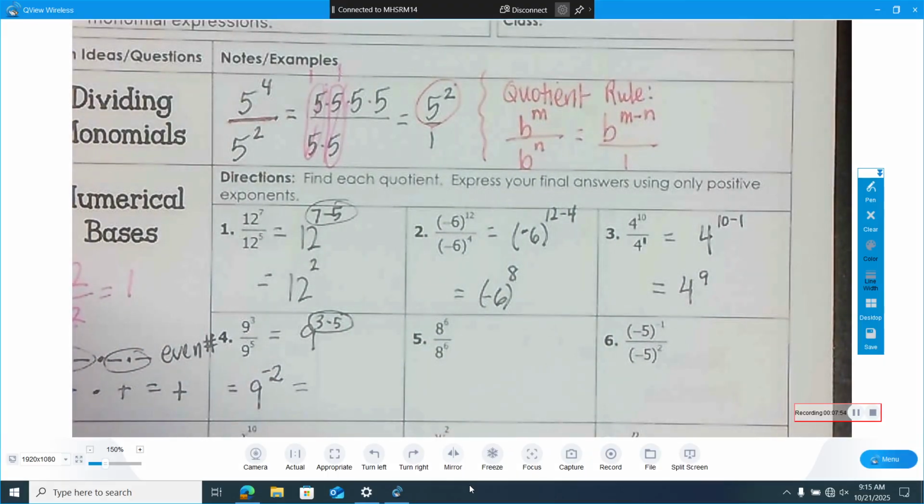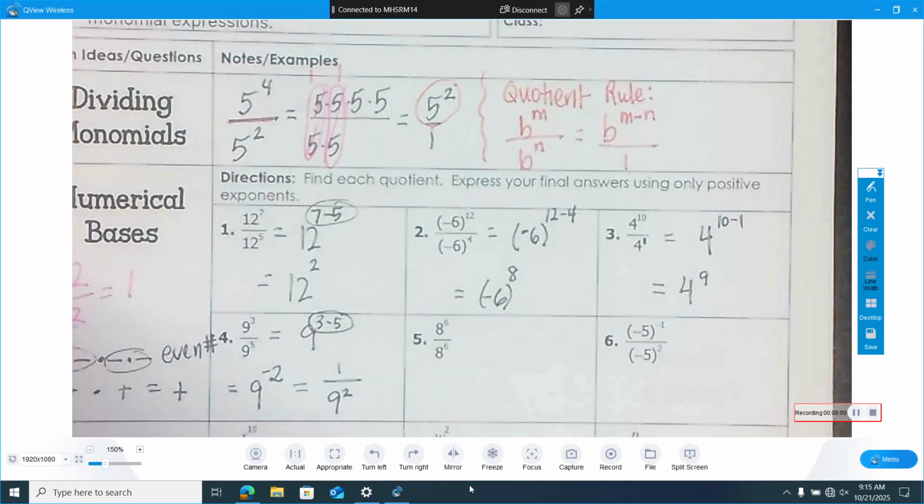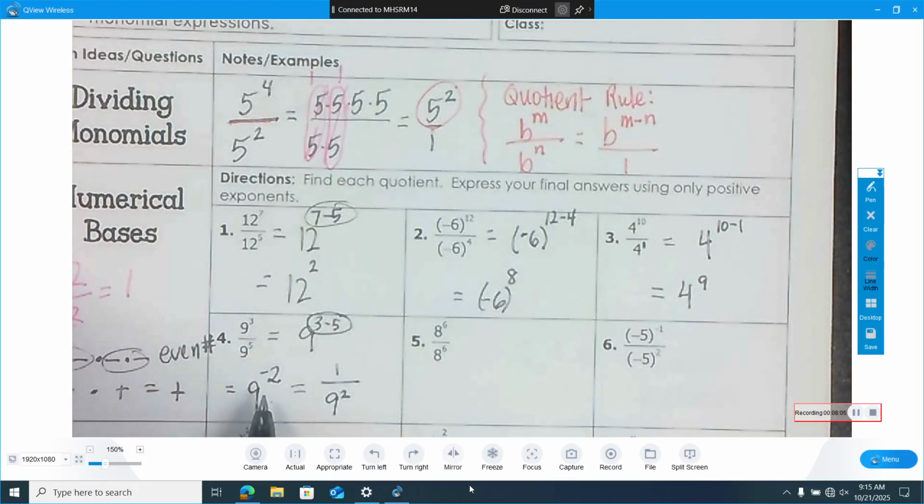Now this is happy, sad. Is it happy or sad? Sad. And so now it goes to a denominator 9, 1 over 9 squared. If we use the rule, sometimes we'll get negative exponents, which then we have to adjust, okay, into a denominator.